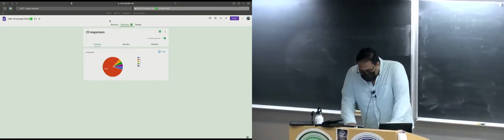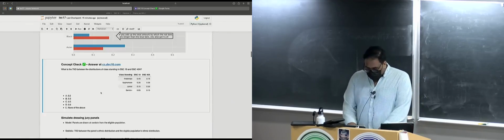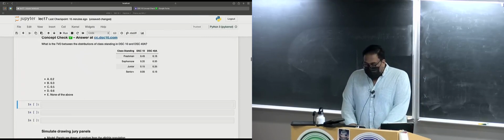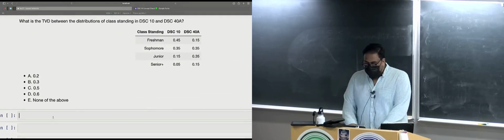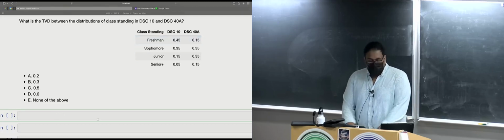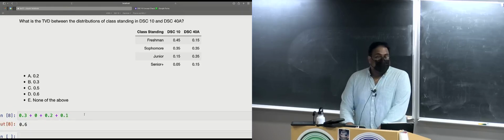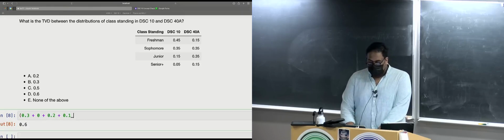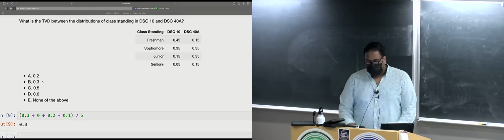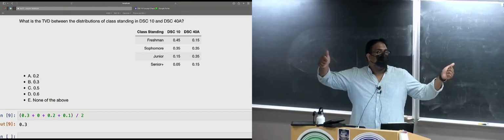Okay. Most common answer was B. Well, let's work through it. So remember, I need to take the absolute difference between the proportions in each category. So what's the absolute difference in the first two? 0.3. What about the second two? Third two? 0.2, and then the last two? Good. So this is the sum of the absolute differences. I need to take this sum and divide it by 2. That's the TVD, that's 0.3. Okay? Questions with how the TVD is computed?